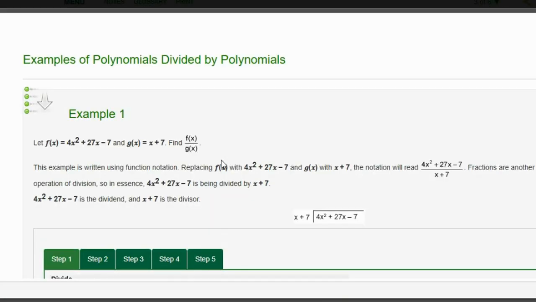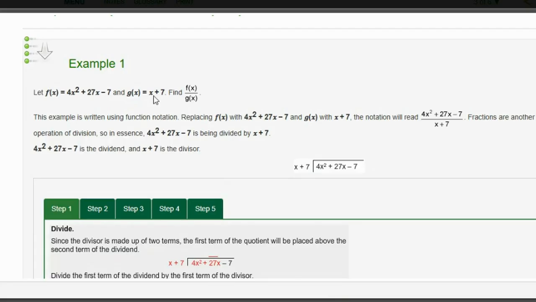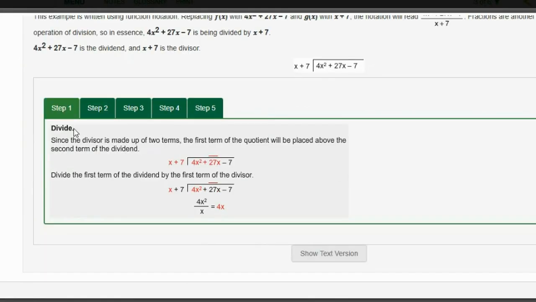There's another example, if you want it, polynomial divided by a polynomial. And this divides x plus 7 into 4x squared plus 27x minus 7. And they go through all the steps. So that's there if you need it. Let's look at the lesson summary.